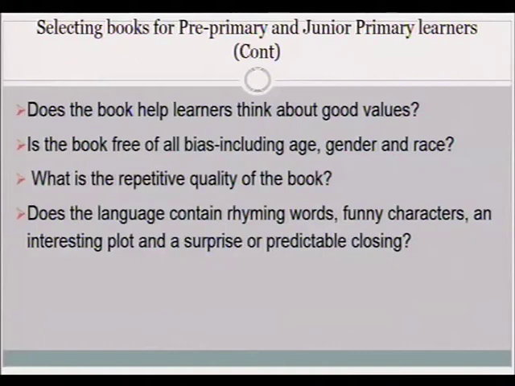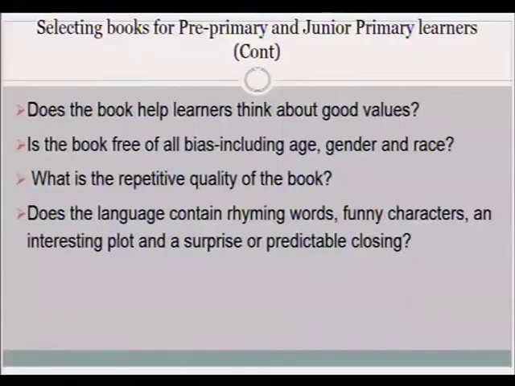Then the other thing is, does the book help learners think about good values? Good values like hard work, honesty, trustworthiness, all these values. Remember that stories always have a lesson that children must learn. It should be easy to recognize it. They are still children, so these values that you want them to think about or learn from the book should be on the surface. They shouldn't be so hidden that they cannot find them.